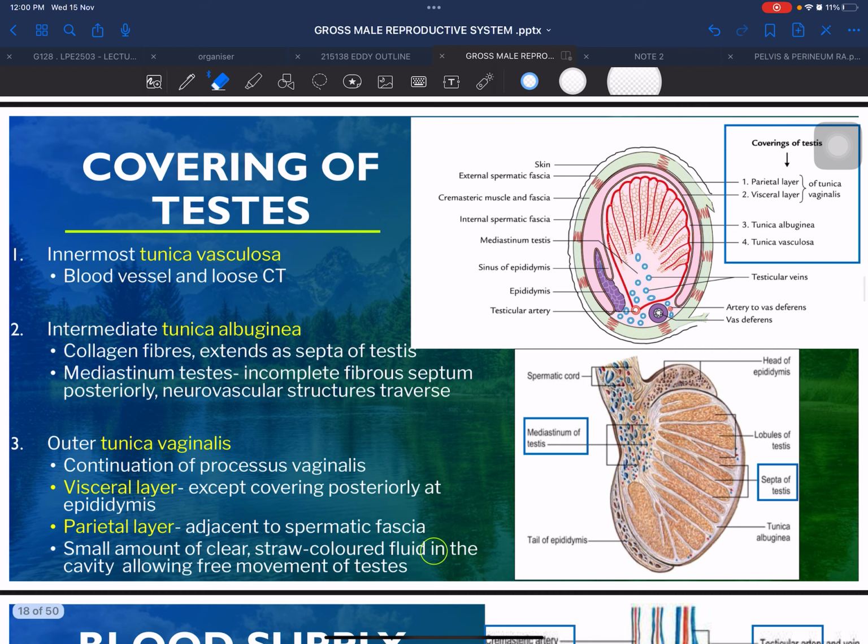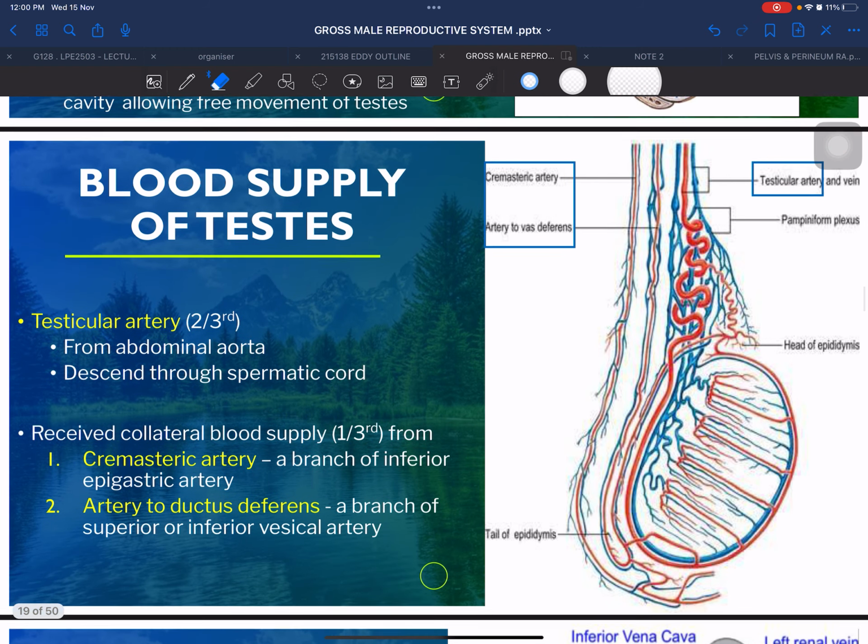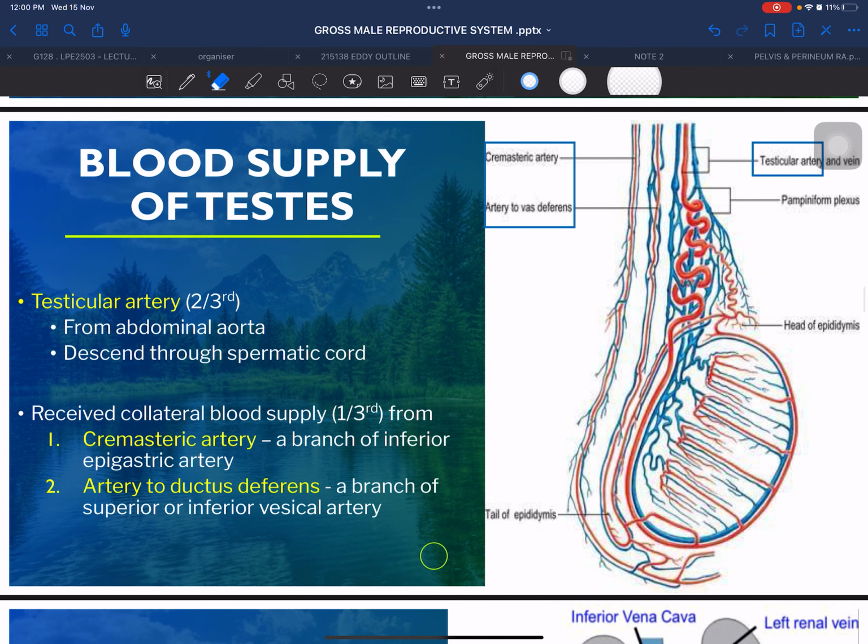Okay, blood supply of the testis comes from the testicular artery. The majority of it comes from the testicular artery. The testicular artery is a gonadal artery. It's derived from the abdominal aorta and is sent through the spermatic cord. And we also receive blood supply from the cremasteric artery and also the artery to the vas deferens, or ductus deferens. But the majority is from the testicular artery, about 2/3 of the supply.